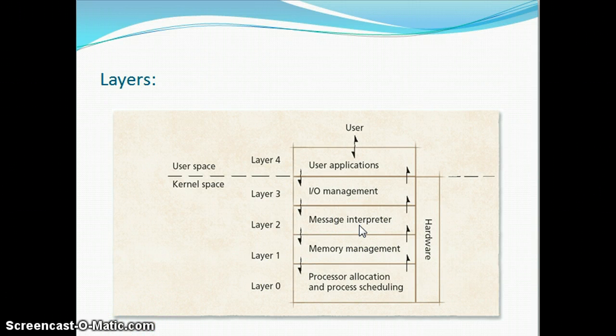Layer 2 is the message interpreter, which handles communication between processes and the operator console. Layer 3 is IO management. Layer 3 takes care of IO devices and buffering. And above these 3 layers, each process could deal with abstract IO devices within the browser.